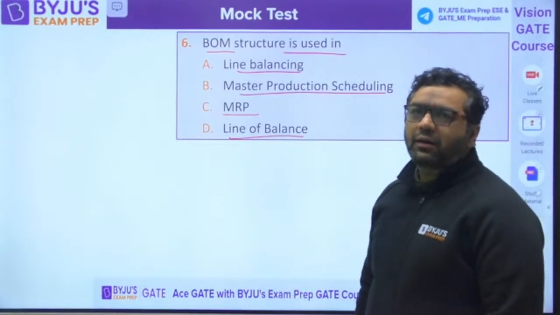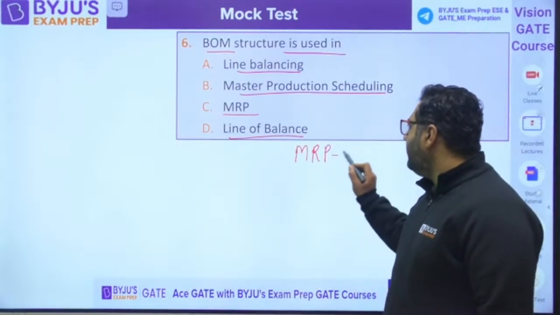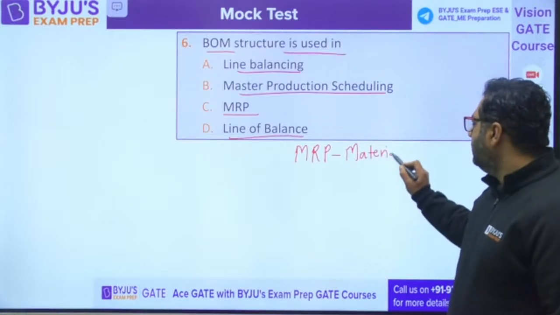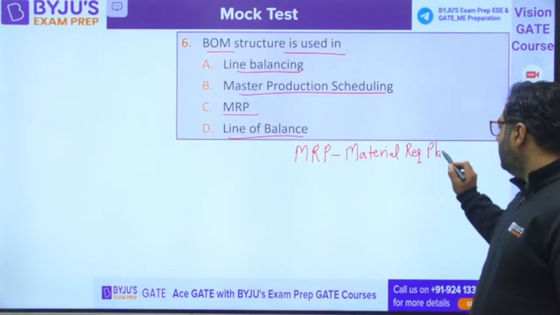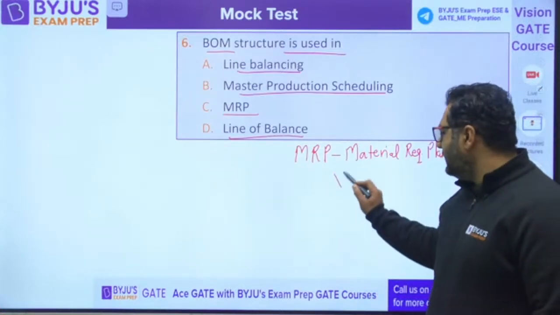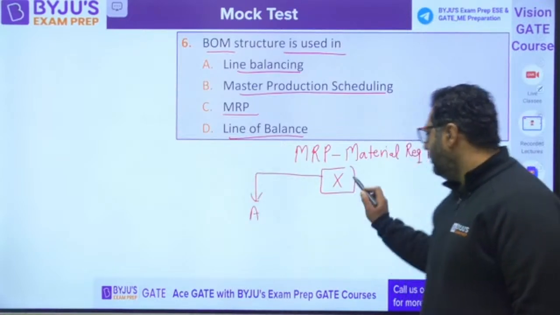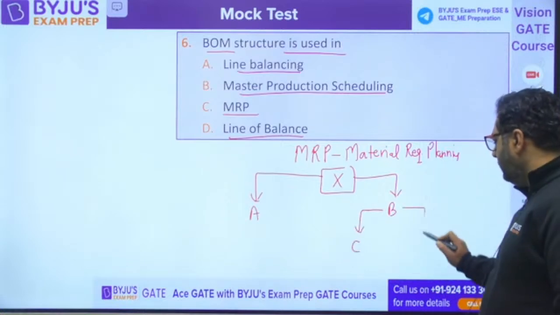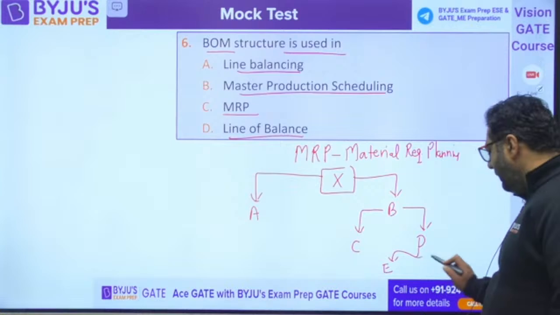Dear, don't you know about MRP? MRP is material requirement planning. There we are going to say, like, let us say there is a product X which is made up of A and B. B is made up of C and D. D is made up of E and F.